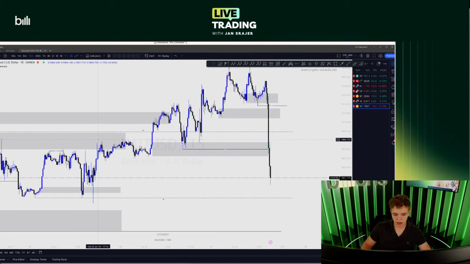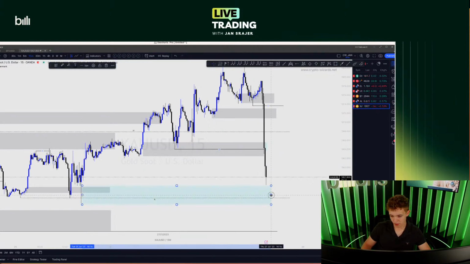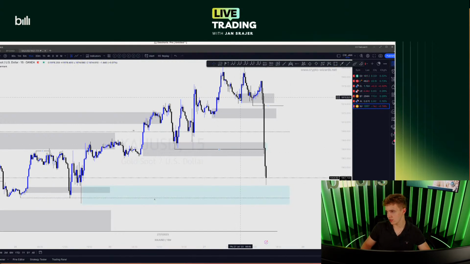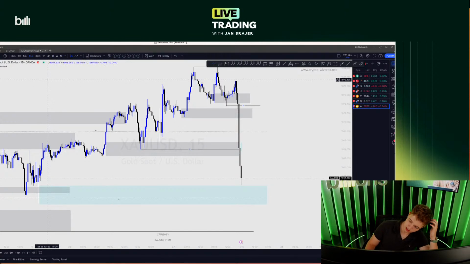So what's happening here? What is the current level that we are paying attention to? We have this not really so nice wick, I'd say. I'll be looking for mitigating this wick before the US session start and then going a little bit higher on the US session start. We'll see how it goes. We still have around 19 minutes for the US session start. So let's just wait a bit and let's see what opportunity we will get today.